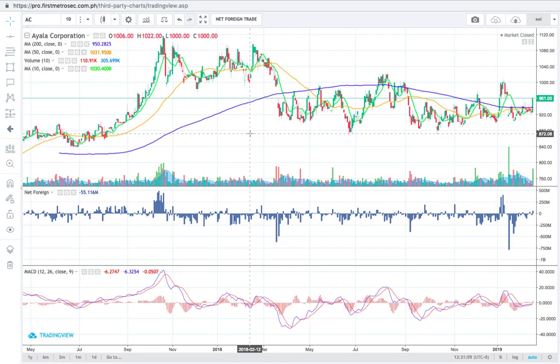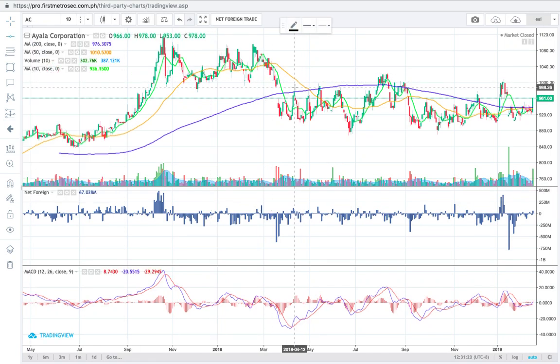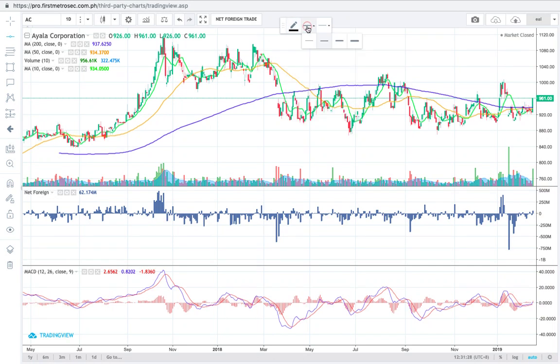Where do I plot the resistance? So I'm using TradingView from my First Metro Securities Pro account. I am using this horizontal line here. I'm going to click horizontal line, then you can customize the color of the line up here, as well as the thickness of the line. I'm using thickness number 2, and the color black.